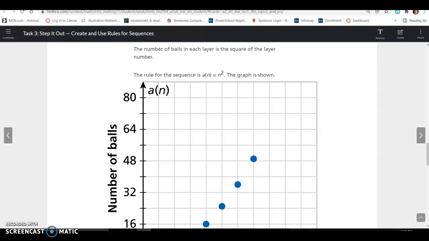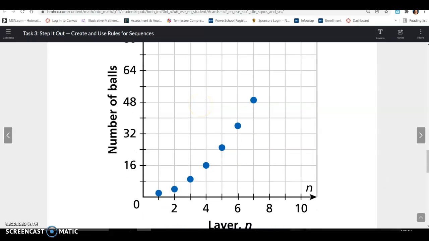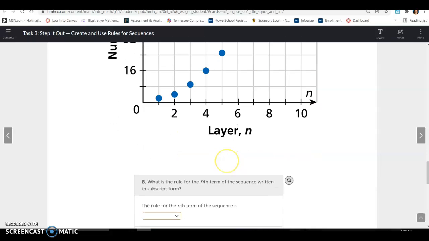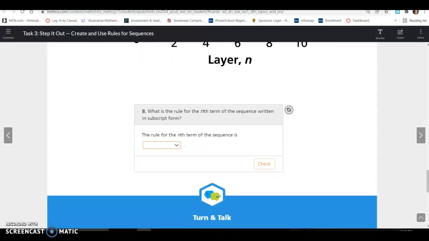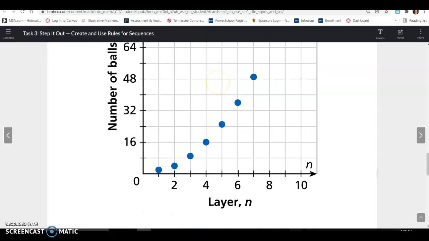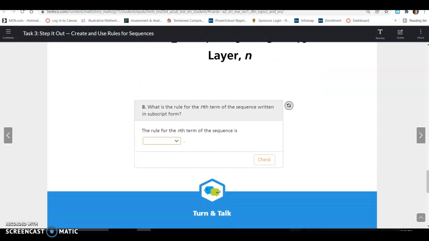All right, so it says the number of balls in each layer is the square of the layer number. So the rule for the sequence is a of n equals n squared. So if we graph these ordered pairs, the graph is going to look like exponential growth. Or not exponential. We know what it is. It's n squared, so it's quadratic. It is quadratic in nature. It does look a little bit like exponential too, but the variable would have to be an exponent if it was exponential.